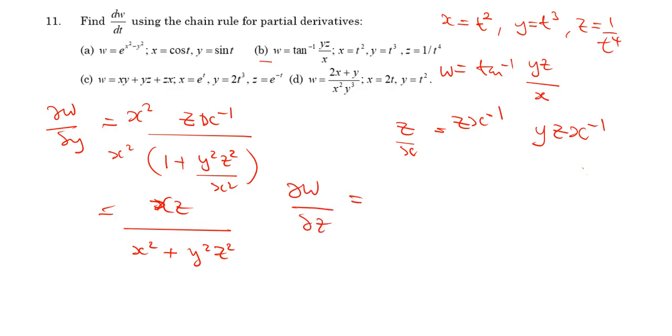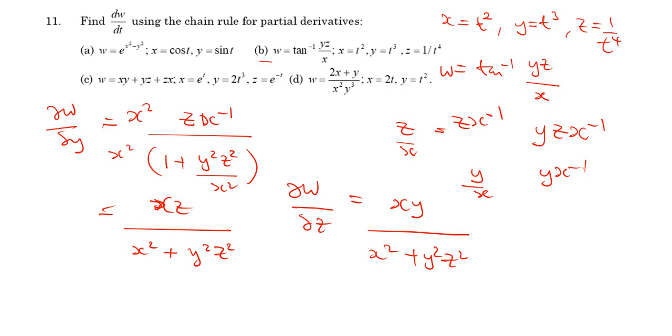Look at z, where z is there. When you differentiate with respect to z, you have y over x remaining, which is y times x to the negative 1. And of course you multiply again by x squared, so it will reduce. This will give you xy over x squared plus y squared plus z squared, like that. Okay, so we've done this for the partials.